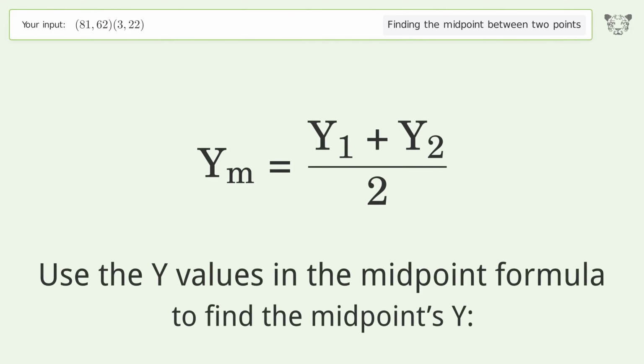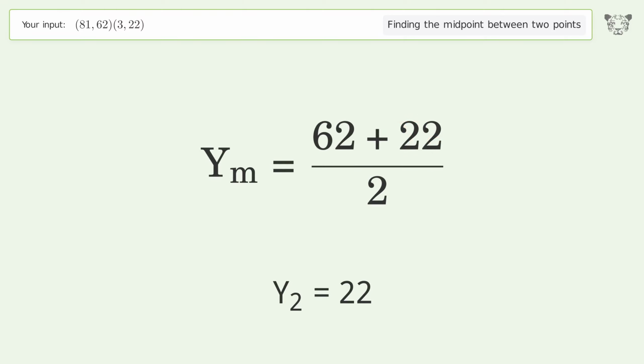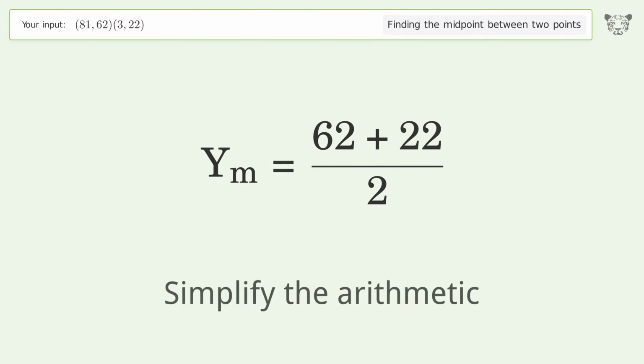Use the y values in the midpoint formula to find the midpoint's y. y1 equals 62. y2 equals 22. Simplify the arithmetic.